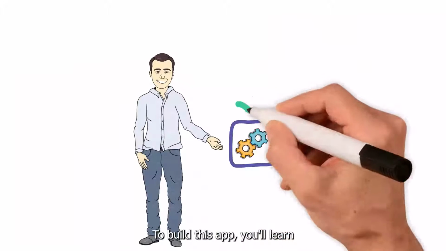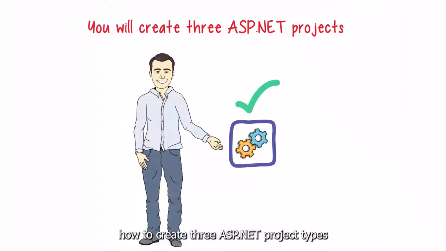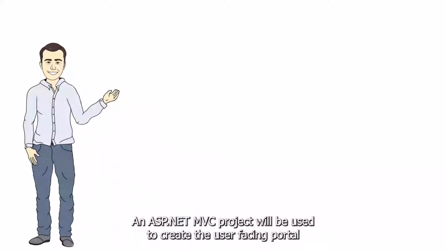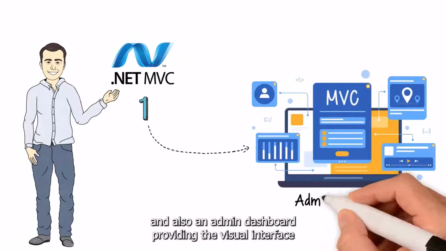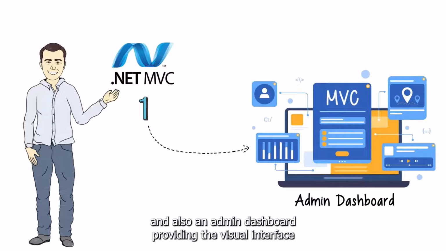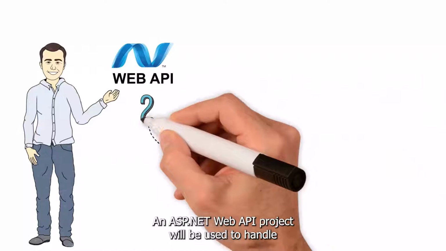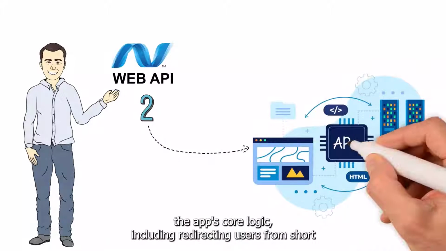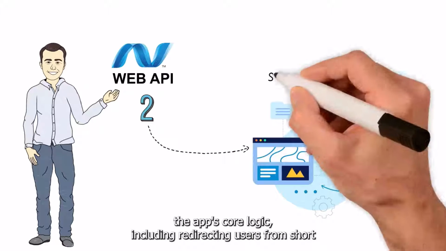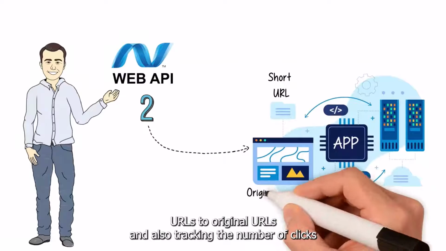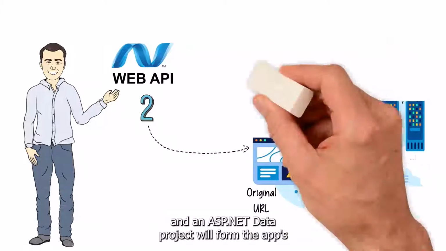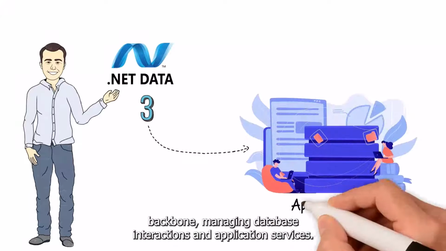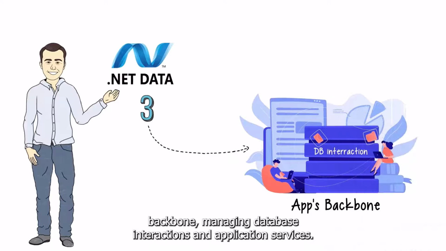To build this app, you'll learn how to create 3 ASP.NET project types. An ASP.NET MVC project will be used to create the user-facing portal and also an admin dashboard providing the visual interface. An ASP.NET Web API project will be used to handle the app's core logic, including redirecting users from short URLs to original URLs and also tracking the number of clicks. And an ASP.NET Data project will form the app's backbone, managing database interactions and application services.